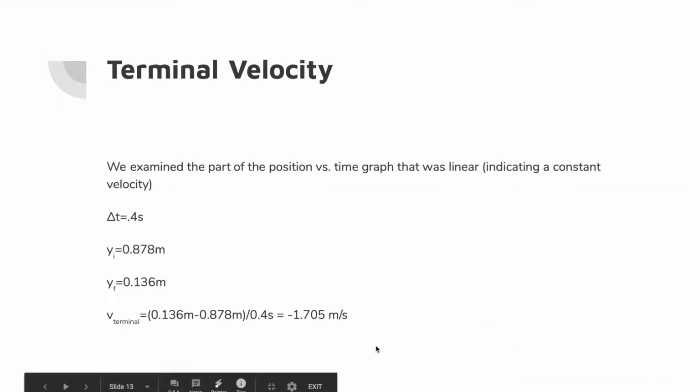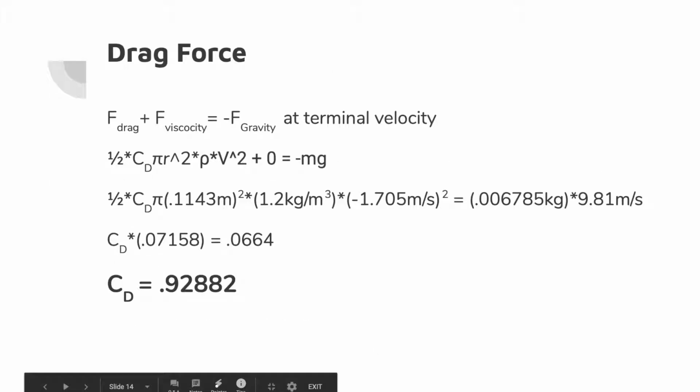So the way we calculated terminal velocity was we looked at the position versus time graph. We saw which part was linear and chose 2 points from it, the first one being 0.878 meters and the second one being 0.136 meters. We then found the amount of time between both of those points, which was 0.4 seconds. So we took the difference between the 2 points and then divided by the amount of time and got negative 1.705 meters per second.